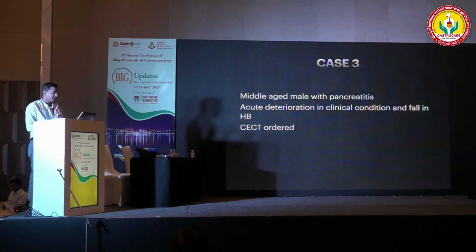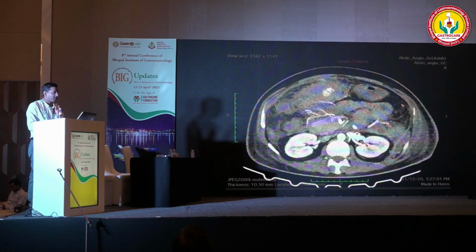Now coming to case 3. We have a middle-aged male with pancreatitis, with the same acute deterioration in clinical condition and fall in hemoglobin. CECT was ordered. CECT showed a large aneurysm in the mesocolon. We can see there is a large aneurysm in the mesocolon which was bleeding and causing the fall in hemoglobin.